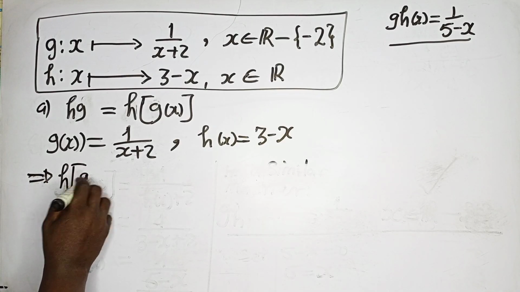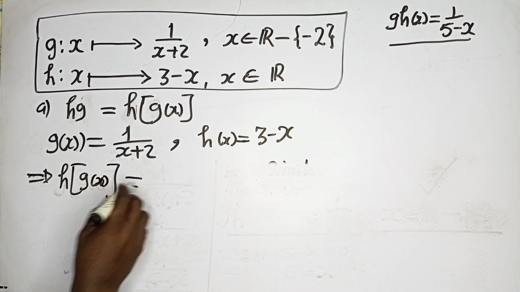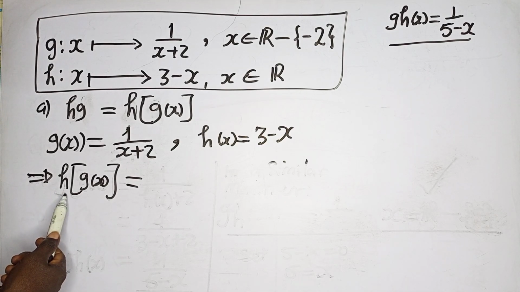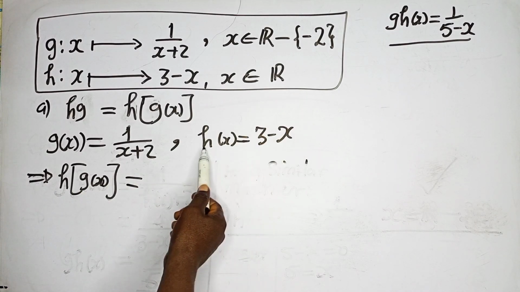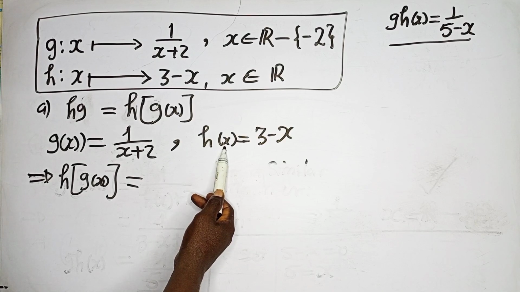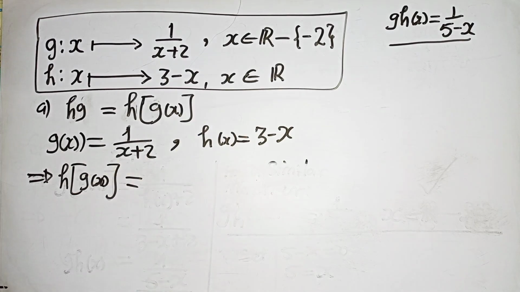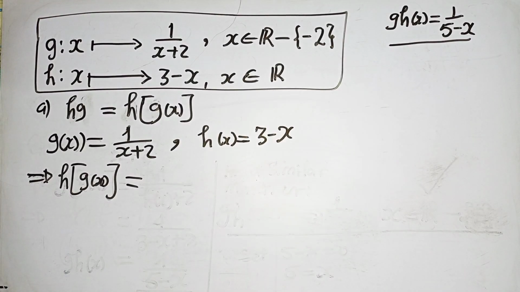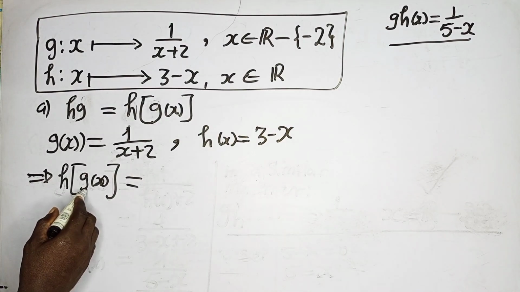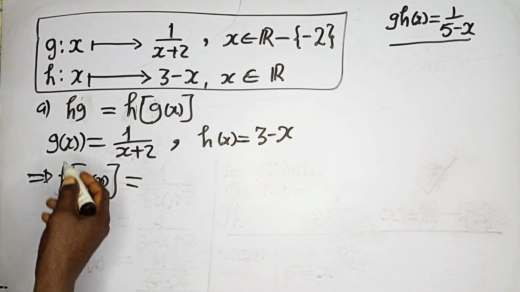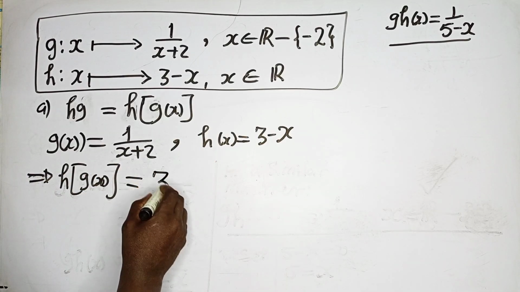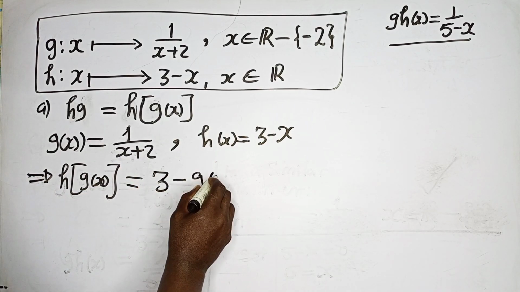h of g of x means we are going to implement the instructions of h. All right, look at h. What's the instruction? Whatever h carries is subtracted from 3. So h has one instruction. What is h carrying here? It's carrying g of x. It's going to do the same thing. It's going to subtract g of x from 3. So hg of x will just be 3 minus g of x.